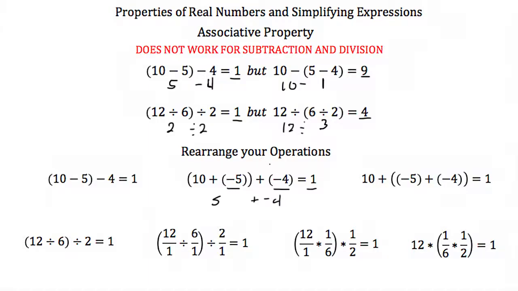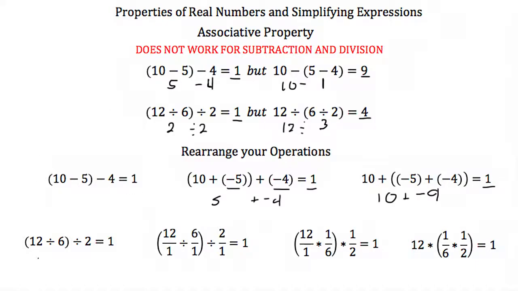Now this is an addition problem. It doesn't matter which ones I do in what order. So if I have negative 5 plus a negative 4, this is a negative 9. And then 10 plus the negative 9 is still equal to 1. So if you have a subtraction problem and you need to rearrange or regroup your numbers, you need to turn your subtraction into adding a negative.